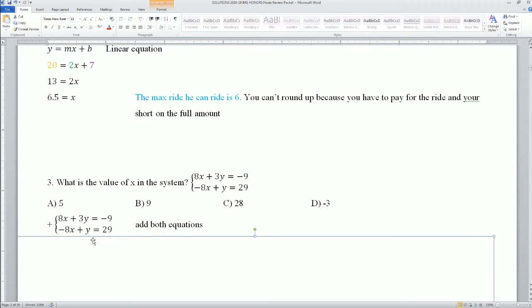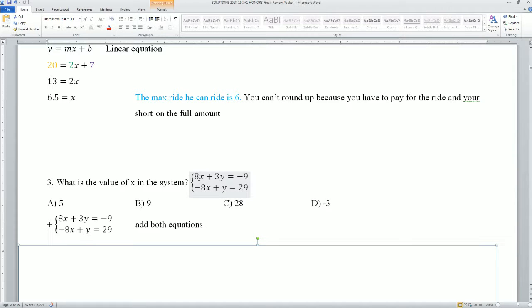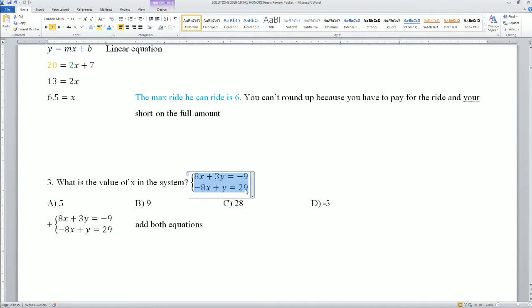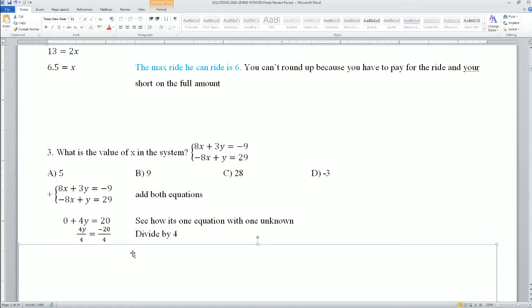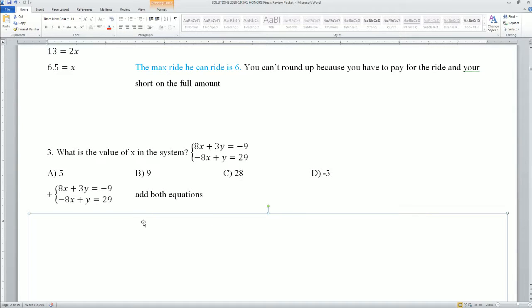Alright, let's look at number 3. Here they have this equation and this equation. There are 2 equations, so this becomes a system of equations. My goal, again, when I have 2 equations and 2 unknowns, is to get to 1 equation and 1 unknown. There are multiple methods. You can graph, you can substitute, or you can eliminate.